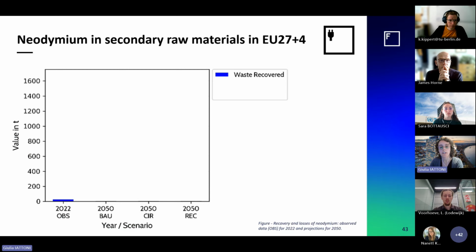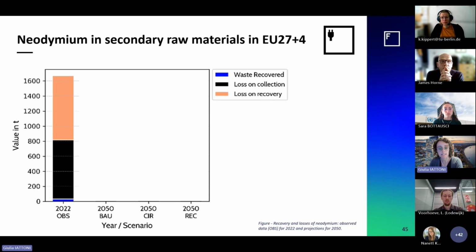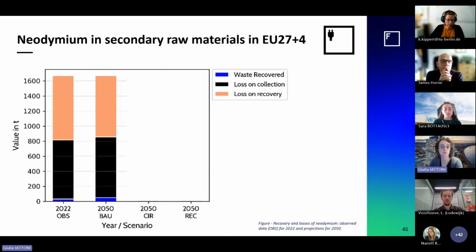In 2022, there were only around 30 tons of neodymium in secondary raw materials from WEEE in the EU27+4. The majority actually simply got lost with the WEEE, which was not even collected in the first place, or during WEEE treatment. And in the business as usual scenario, the current picture doesn't change so much to 2050, while in the circularity scenario, with improved collection and recovery technologies, more neodymium can be recovered than in the business as usual. And besides that, there is also less waste generated and therefore less losses of neodymium.